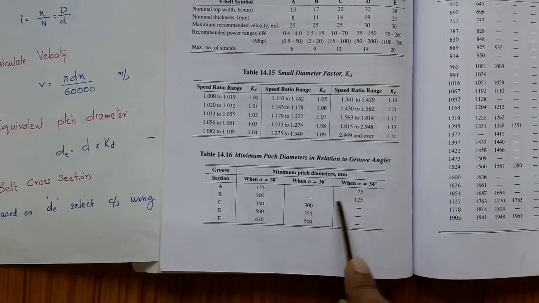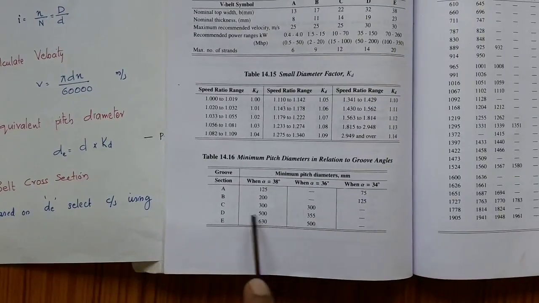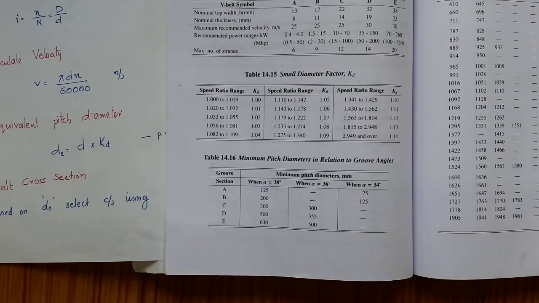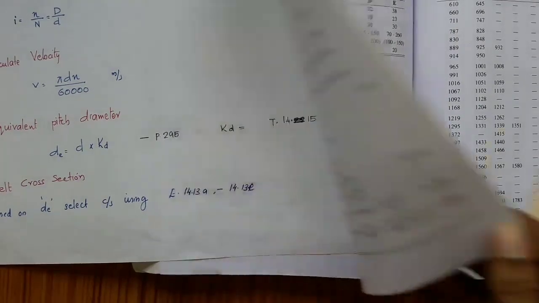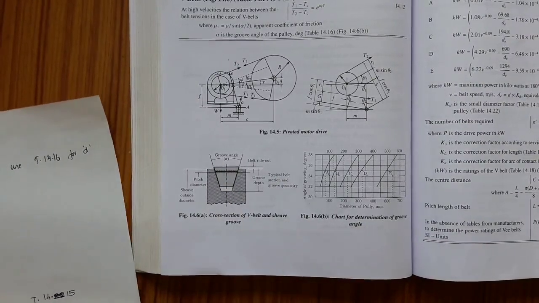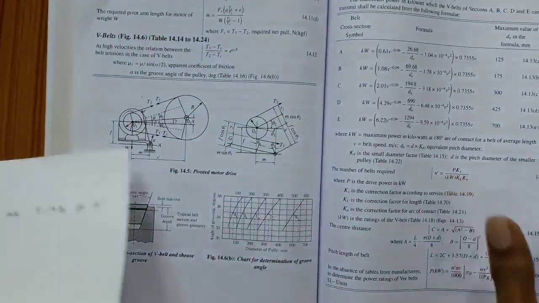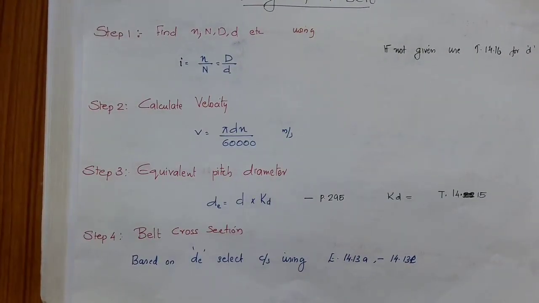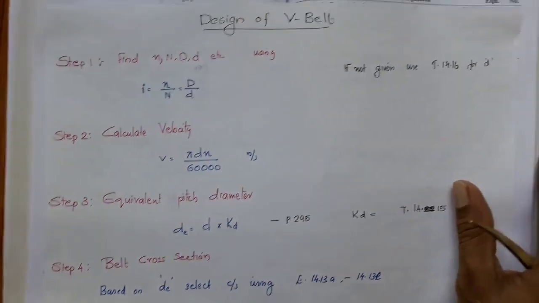This is table 14.16, which gives you the various values of pitch diameters for different cross sections and for alpha values. Alpha is nothing but the groove angle or the belt angle. This angle is called alpha. That table can also be used in step number 1, but generally we are not using that. All the data will be provided. If there is no other go, you can go for that particular table.